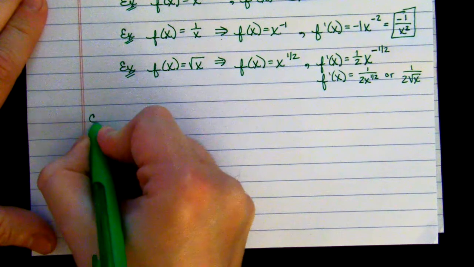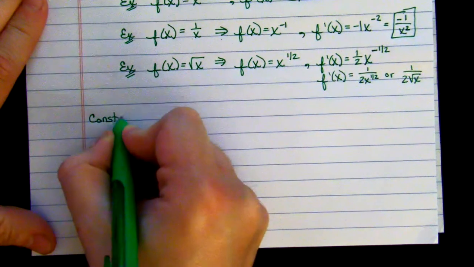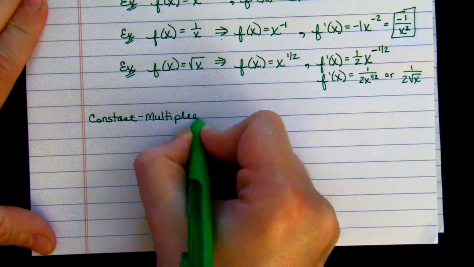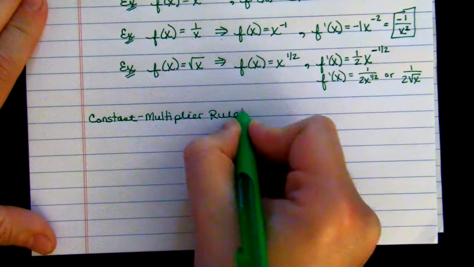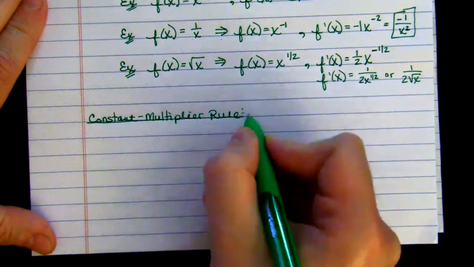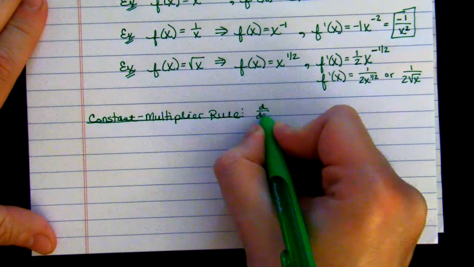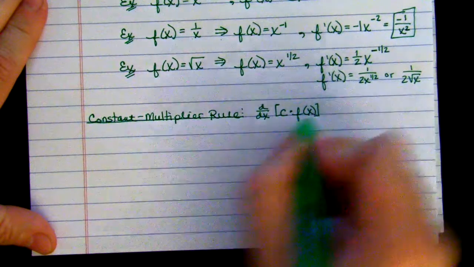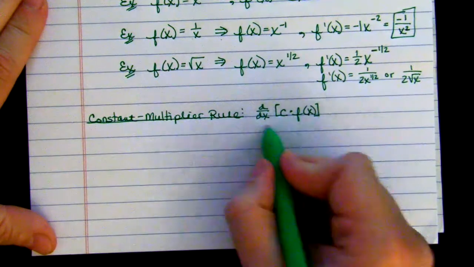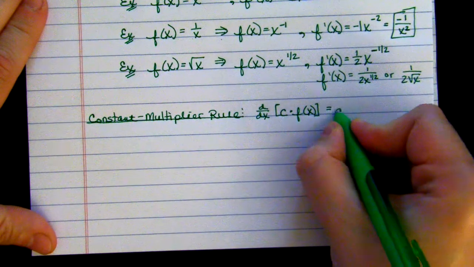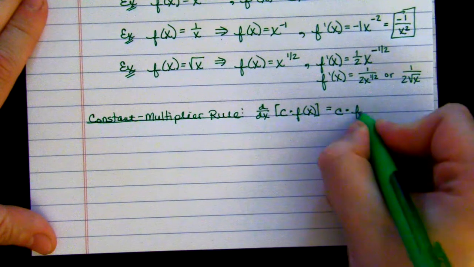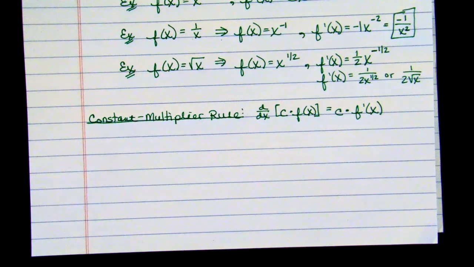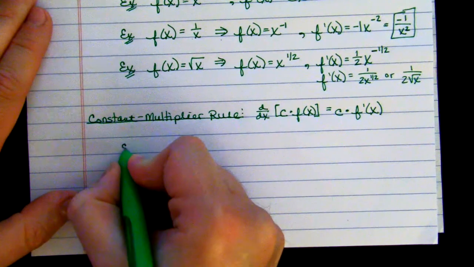Next one is called the constant multiplier rule. Which says if I want to do the derivative of a constant times some function, I can just take that constant, move it out front before my derivative, and I can do c times whatever the derivative of f of x is, c times f prime of x. And that's our constant multiplier rule. Let me show you how we're going to use this.